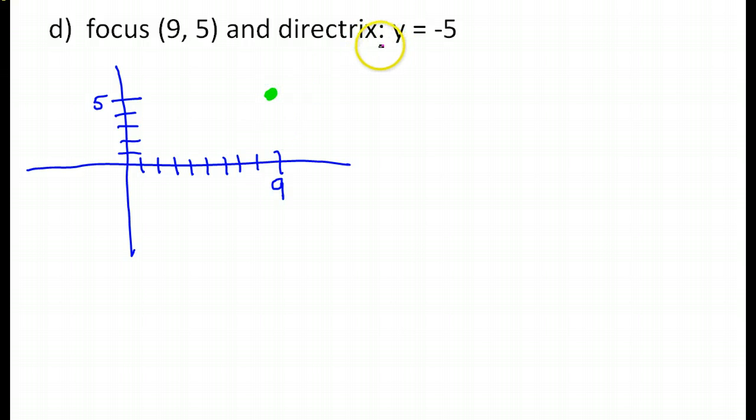The directrix, y equals -5. Y equals is always a horizontal line. And that's at -5. So 1, 2, 3, 4, 5.